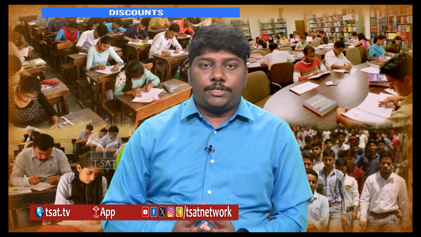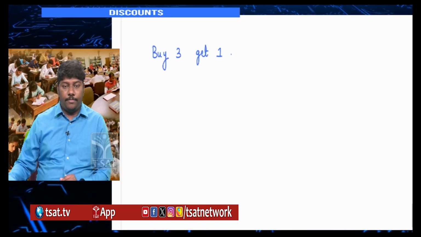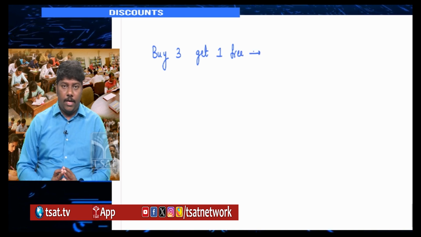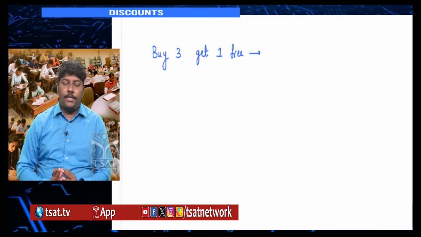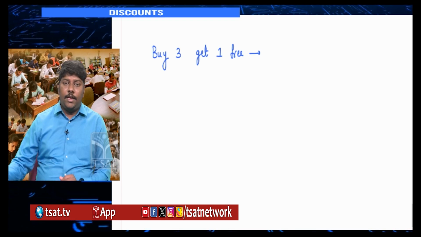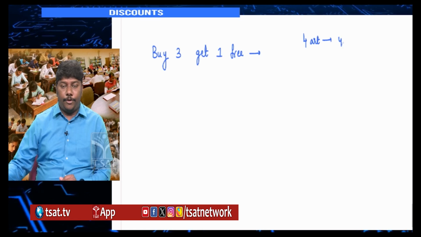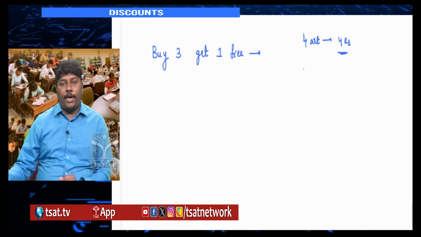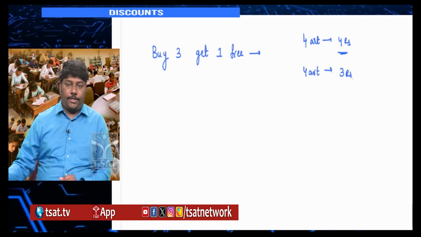Sometimes instead of saying discounts, they say buy 3 get 1 free. This is also a type of discount only. If you buy 3, you are getting 1 article free. Now let's say each article costs 1 rupee, and you are buying 4 articles. In a normal condition, if you buy 4 articles, you are getting it for 4 rupees. But with this buy 3 get 1, you are buying 4 articles, but you are only paying 3 rupees.